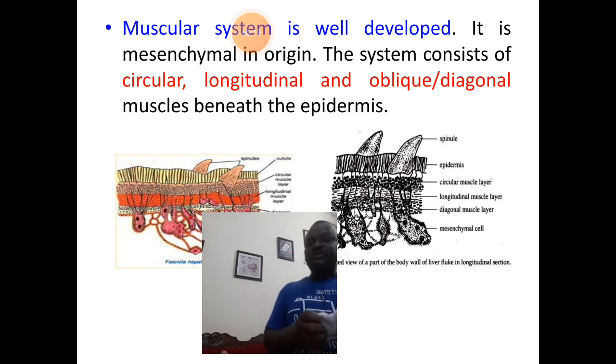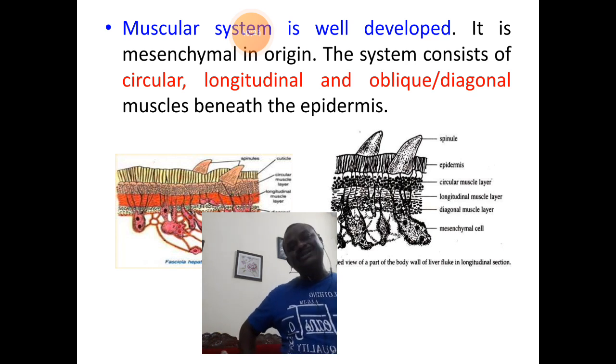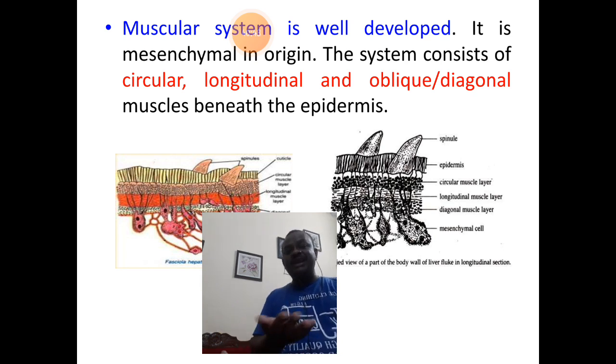The next feature is the muscular system. Presence of muscles is important for the body activities. Students, remember, the muscular system in case of flatworms includes three types of muscles: circular, longitudinal, and oblique or diagonal muscles. If the cells are placed in circles, we call them circular muscles. If they are placed in verticals, we call them longitudinal muscles. If they are placed in diagonals, we call them oblique muscles or diagonal muscles. So position of muscles will indicate three types of muscles here.